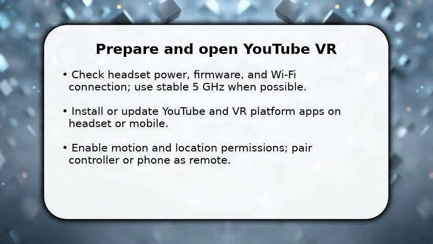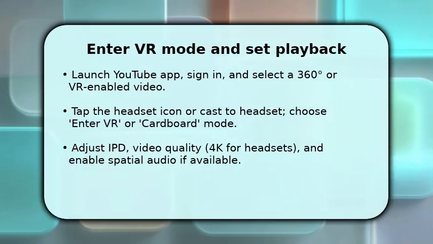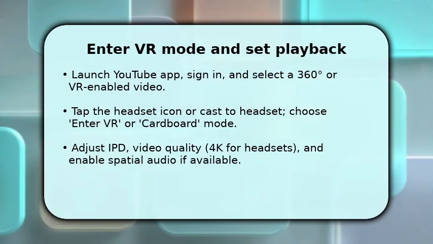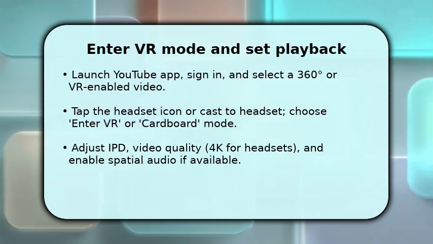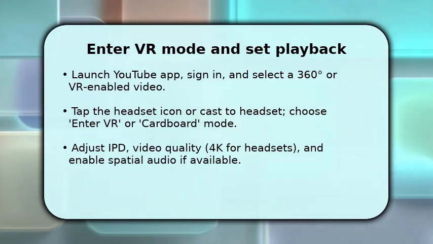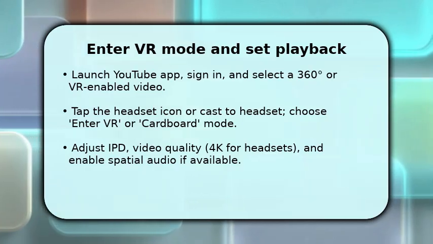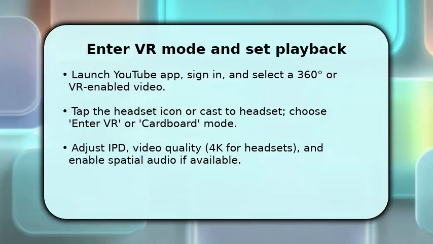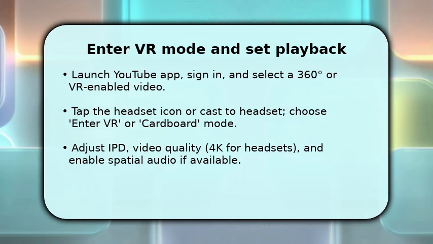You now open the YouTube app and locate a 360 or VR-enabled video. These are required for full immersion. Once the video loads, tap the headset icon or use the cast/remote menu to select Enter VR or Cardboard mode, depending on your headset. Make sure to set video quality to a higher resolution, like 4K if your device supports it, and check IPD or lens spacing so the image is comfortable. Also enable spatial audio and subtitles if needed. These settings improve immersion and access.